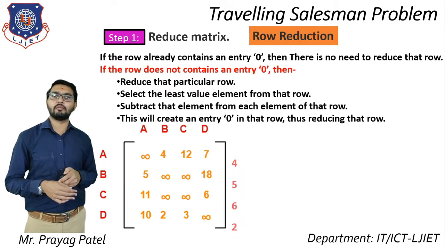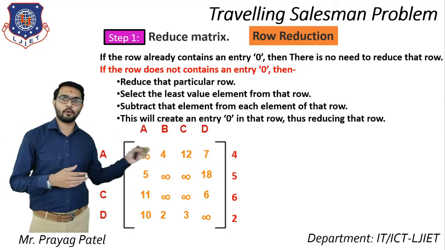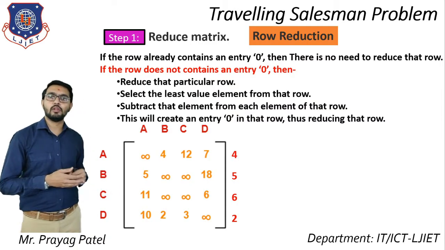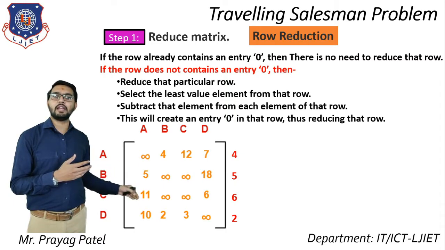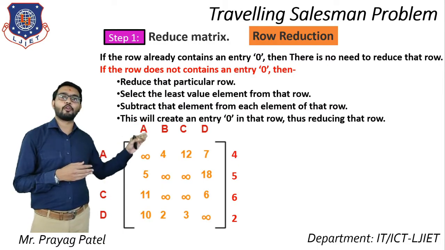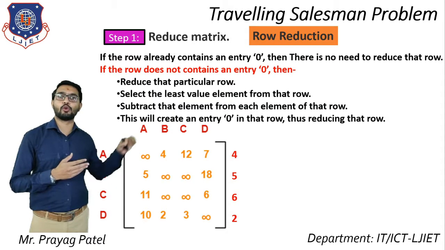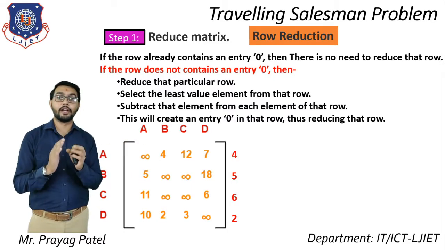Now consider each and every row. In the first row, find the minimum value, 4. In the second row, find the minimum value equal to 5. In row C, find the minimum value equal to 6, and in row D, find the minimum value equal to 2. So these values 4, 5, 6, 2 are considered the reduction cost. The total of these 4 elements is the cost for row reduction.